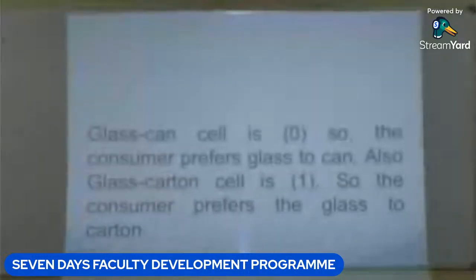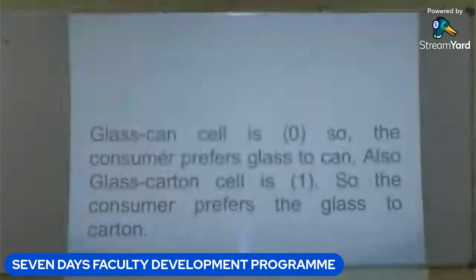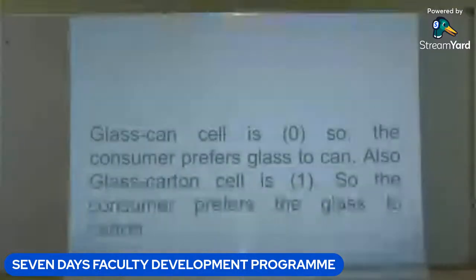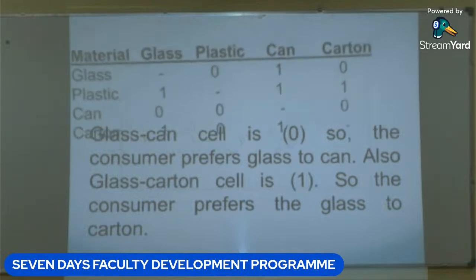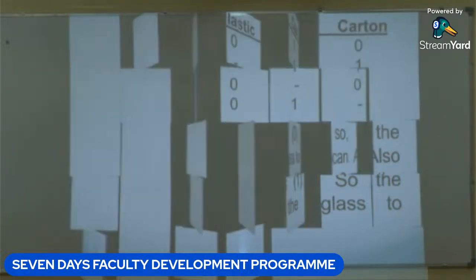As I have already told you, the glass to can cell is 0, so the consumer prefers can to glass, and the glass to carton cell is 1, which is the value in the first column, as I have already shown. So the consumer prefers glass to carton. Then we have to sum all these.